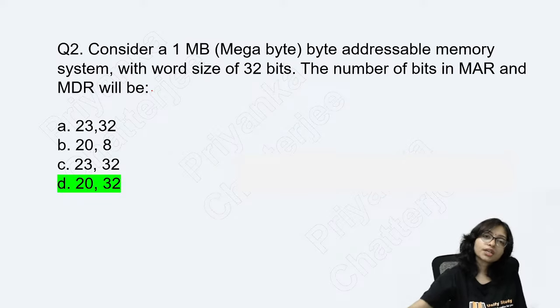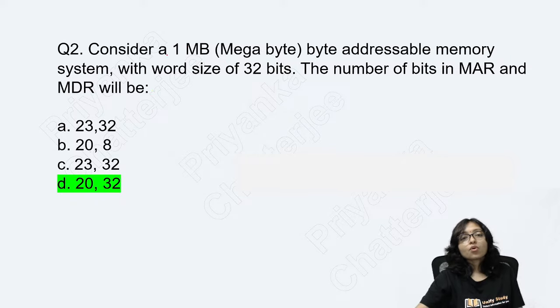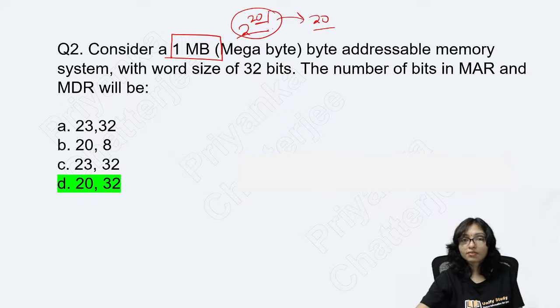Here the solution, here why it is, you can see 1 MB means 2 to the power 20, right? From here I can get 20. I told you 2 to the power whatever here, that is your number of addressable, right? So here it is given, word size is 32.